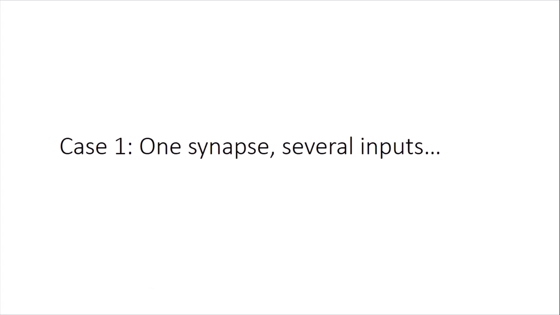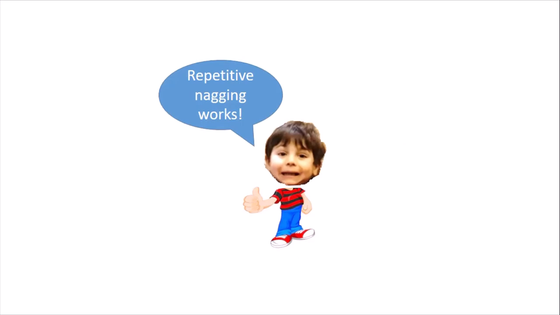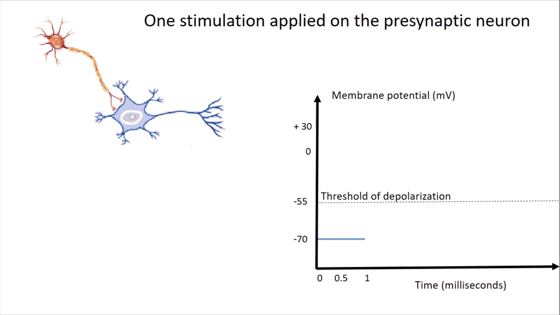And that, guys, is actually an example of a single synapse with several inputs, proving that repetitive nagging does work. Okay, so let's translate that into neurons.